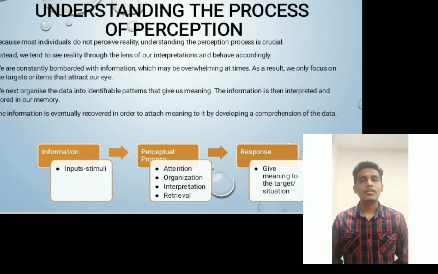Next, we have the process of interpreting, which means forming an idea about a particular object depending upon the need or interest. Interpretation means that information we have sensed and organized is finally given meaning by turning it into something that can be categorized. It includes stereotyping, halo effect, and many more. The information is then interpreted and stored in our memory. The information is eventually recovered in order to attach meaning to it by developing a comprehension of data.